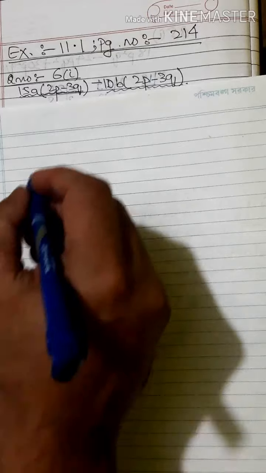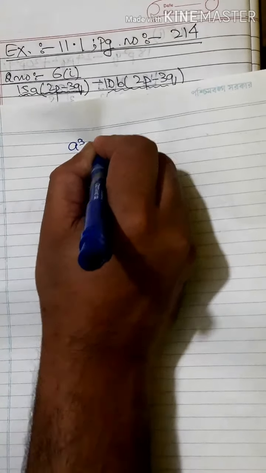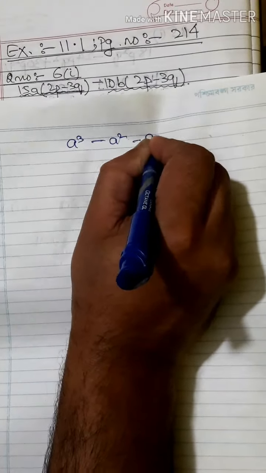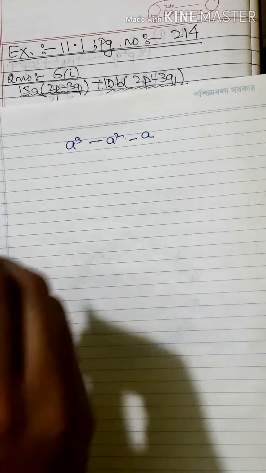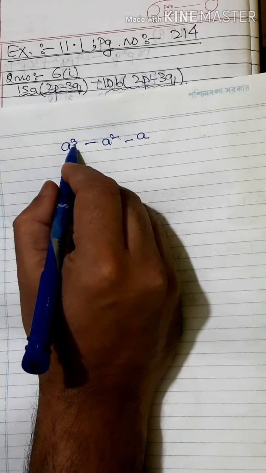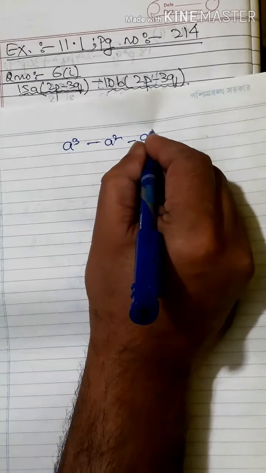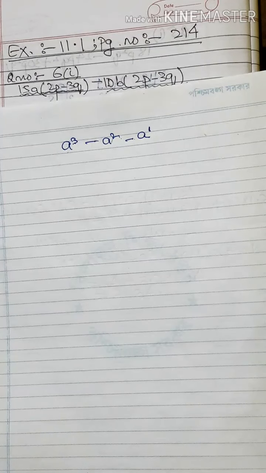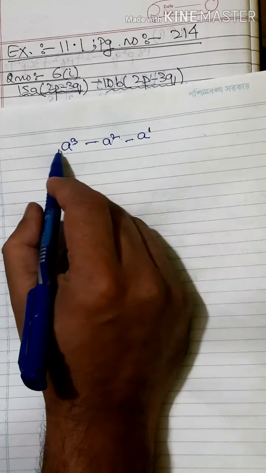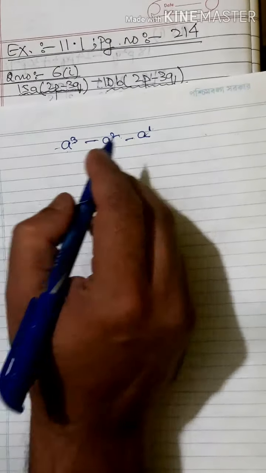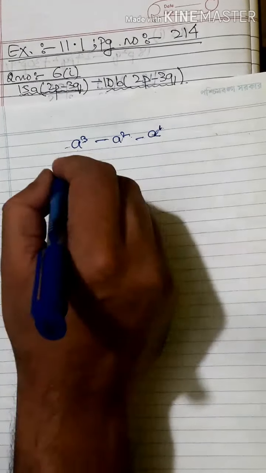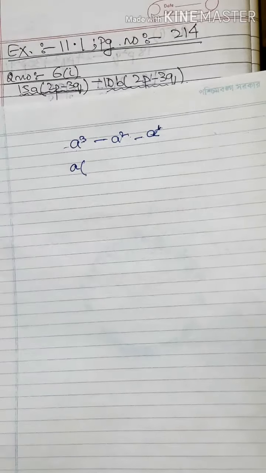Let us take an example. So this is our rough sheet. For example, if we have a cube minus a square minus a, how do we take common among a cube, a square and a? We check the power. Here the power is 3, here the power is 2, and here the power is 1. So which one will you take as common? Whenever powers are involved, you will take the lowest power as common. That means here the lowest power is a to the power of 1, so you will take a to the power of 1 as common.